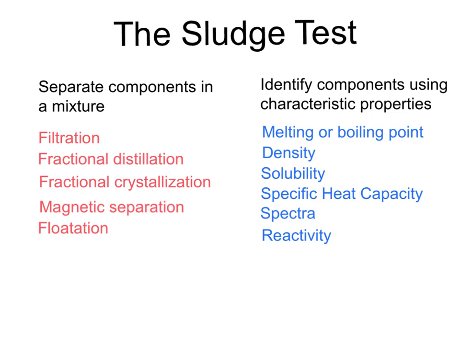do you know what equipment is needed? Do you know how long they take? Do you know what steps are necessary? Once you have your stuff separated, you need to identify it. These are the characteristic properties that we worked with for identifying things.